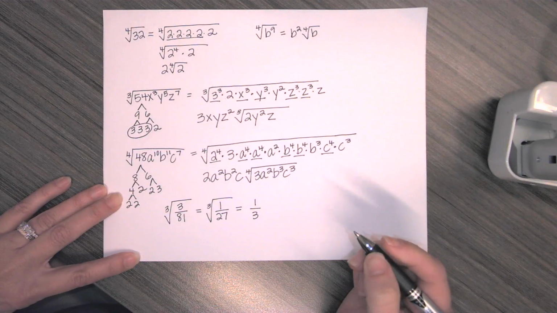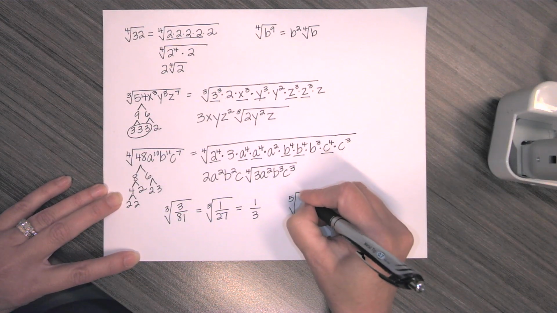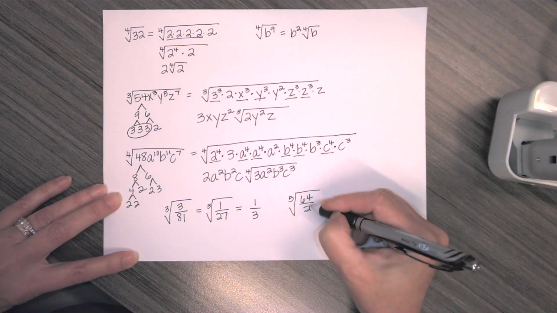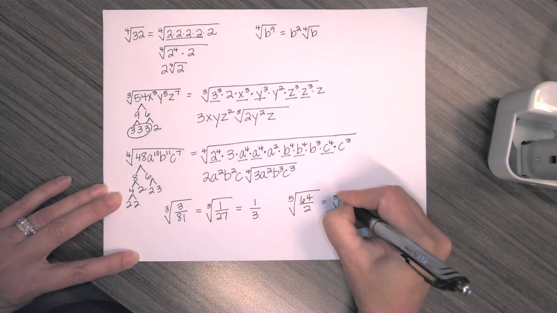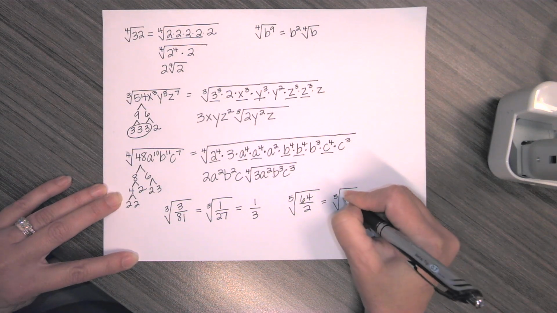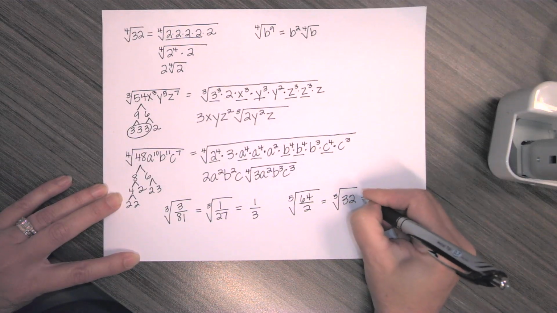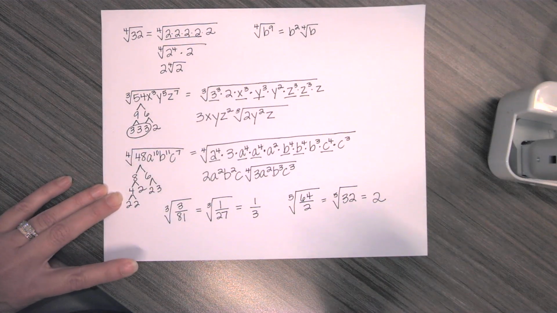Or if we had, let's do a 5th root. We haven't done a 5th root, but it works just like everything else. Again, I would simplify this fraction that's underneath the radical first. 64 divided by 2 is 32. So the 5th root of 32, that does happen to be 2. All right, one more.